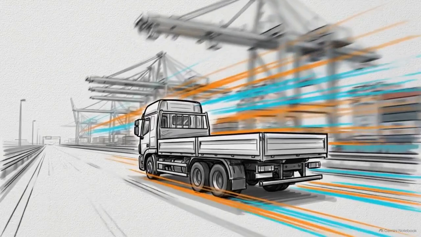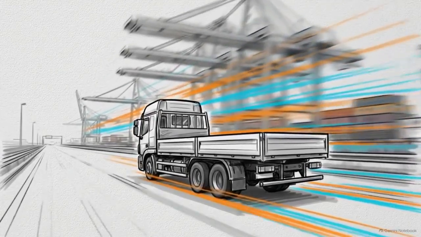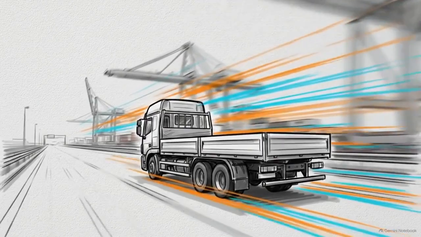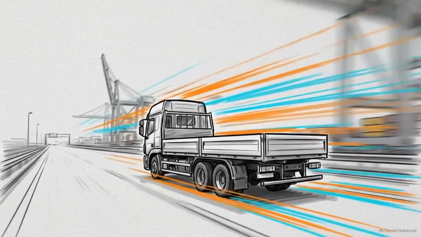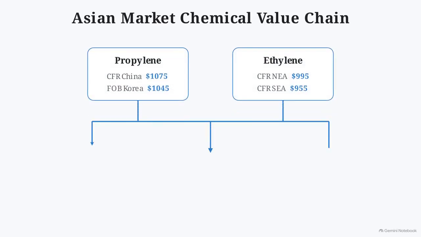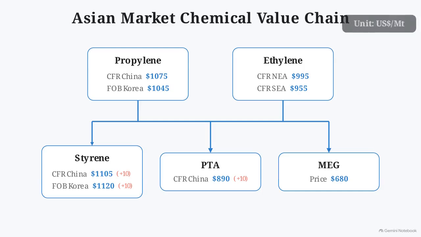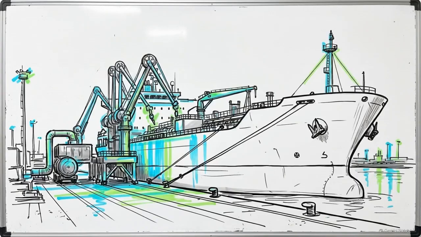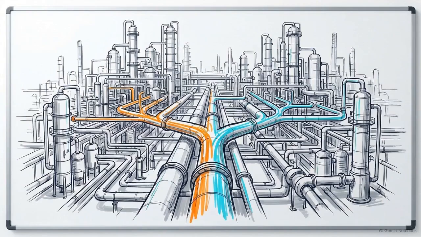Analyzing these molecules globally requires a simultaneous translation of currencies, metric weight conversions, and the logistical premiums between the port and the factory gate. We can now map the Asian propylene and ethylene data alongside downstream intermediates like styrene, PTA, and MEG. In this region, the feed uses US dollars per metric ton as the standard metric. There are two distinct supply chain targets listed: CFR China and FOB Korea. FOB, or free on board, means the buyer assumes all liability and freight costs the moment the chemical is loaded in Korea.